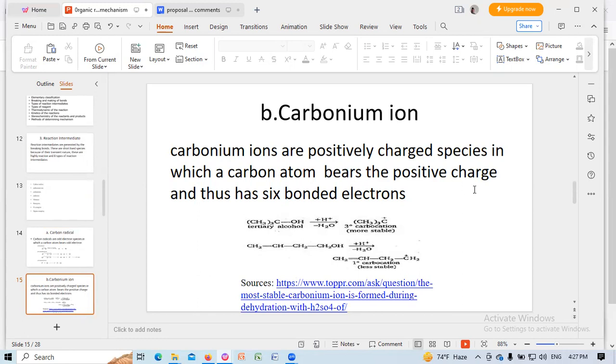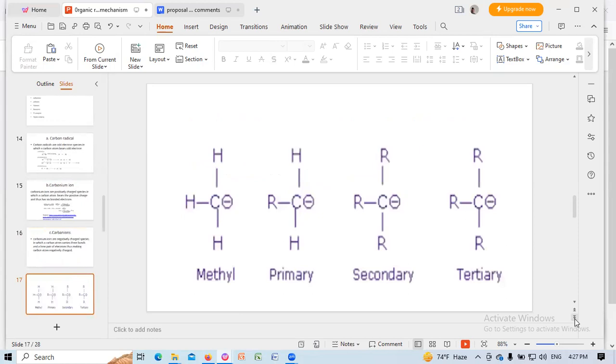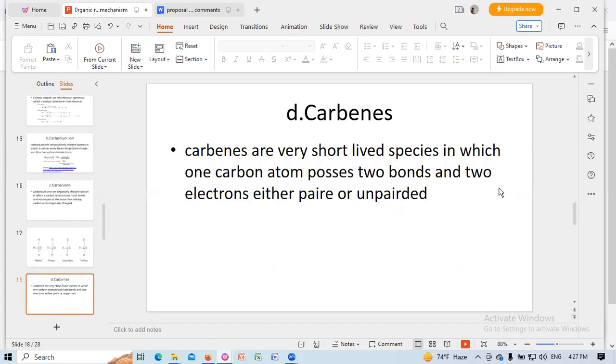Carbocations are positively charged species in which the carbon atom bears a positive charge, with six bonded electrons. Also we know them as carbonium ions. Carbanions are negatively charged species in which a carbon atom carries 3 bonds and a lone pair of electrons, making it negatively charged. This is the example of carbanions, carbon with a negative charge.